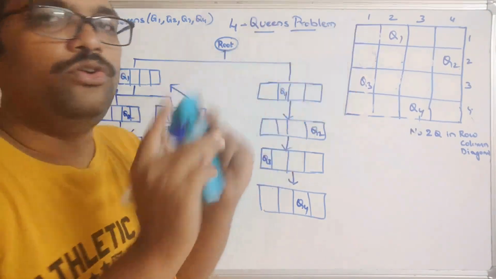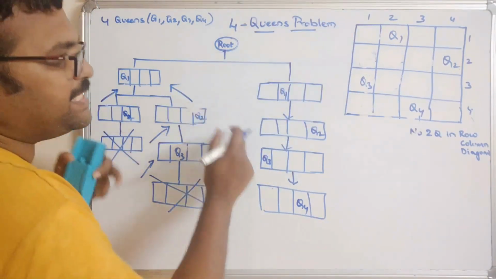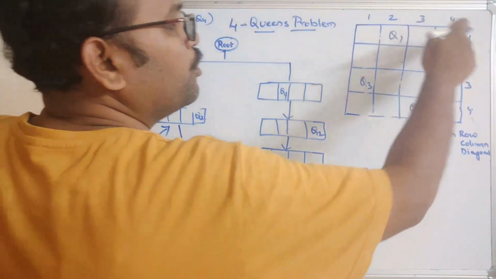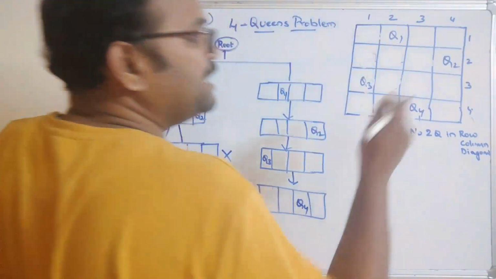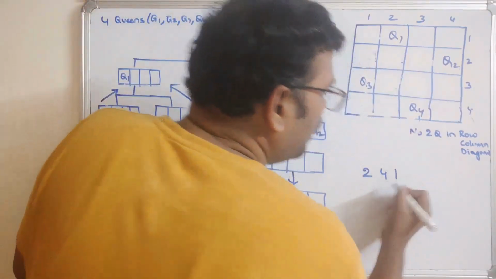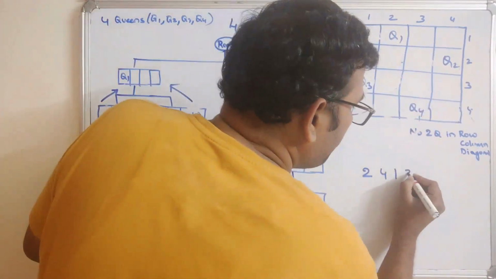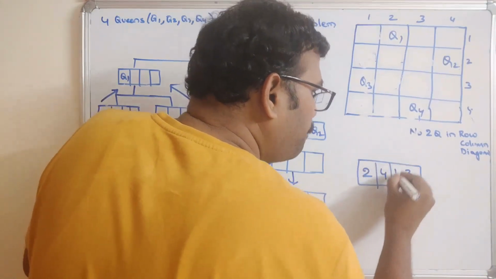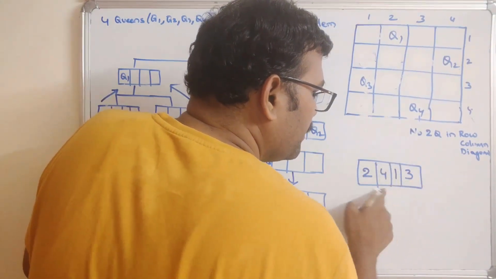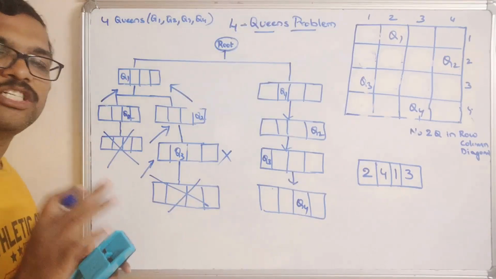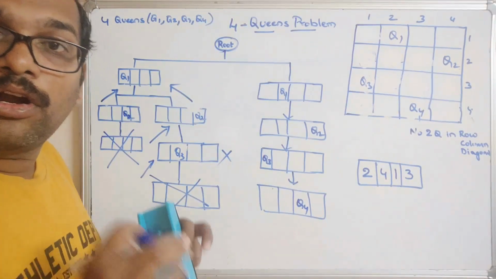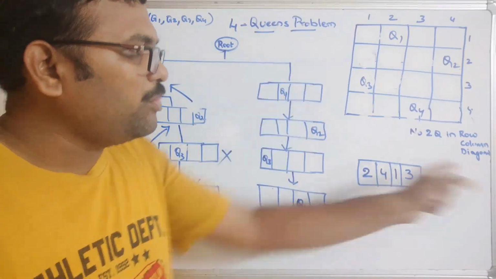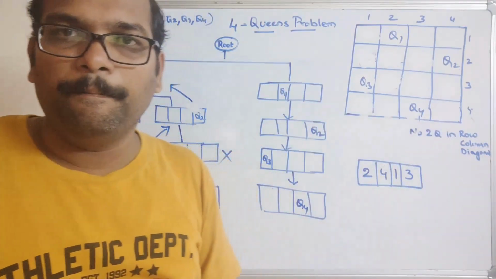So you got a solution here. Placing Q1 in 2, placing Q2 in 4, placing Q3 in 1, and placing Q4 in 3. So this becomes one possible solution, in order to arrange the 4 queens without any attacking mode.